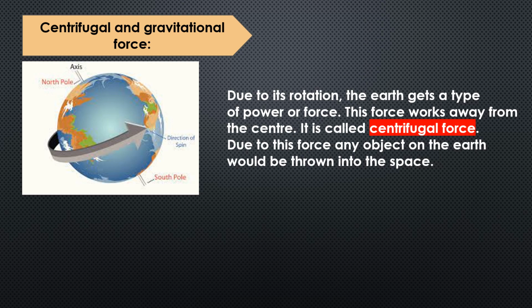Now let us understand how the centrifugal and gravitational forces work together on the Earth. Due to its rotation, the Earth gets a type of power or force. This force works away from the center. It is called the centrifugal force. Now, had this force only been in operation on the Earth, any object would be easily thrown out into space.